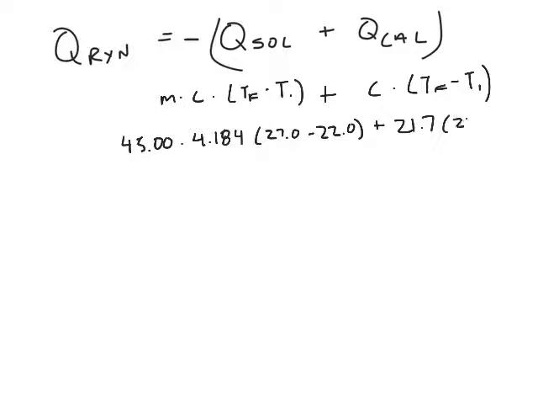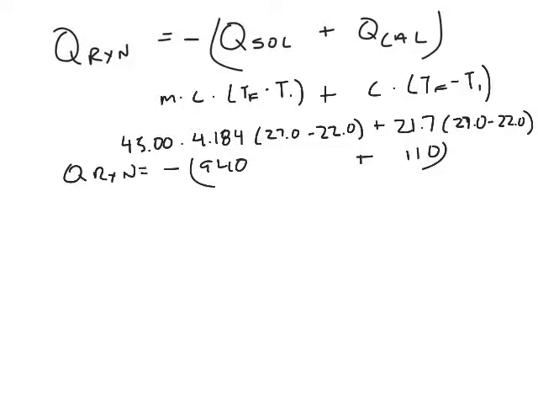So 27.0 minus 22.0. This component is 940. This component is 110. So that equals a negative 1050 joules, which is a negative 1.05 kilojoules.